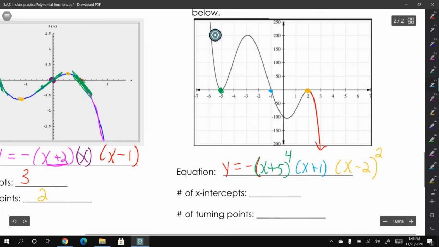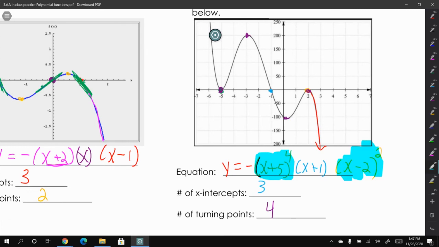Number of x-intercepts, we have 3 of them. And number of turning points, let's count. 1, 2, 3, 4. We have 4 turning points. So we haven't had this situation a lot where there are more turning points than there are x-intercepts. And that would happen when you have a lot of your x-intercepts also be considered turning points. 2 of our x-intercepts here are also turning points. So that's why the number of turning points is larger than the number of x-intercepts.